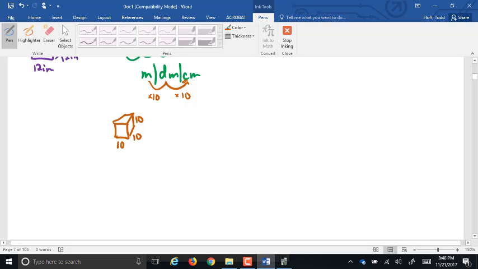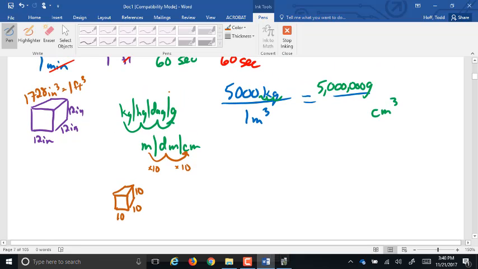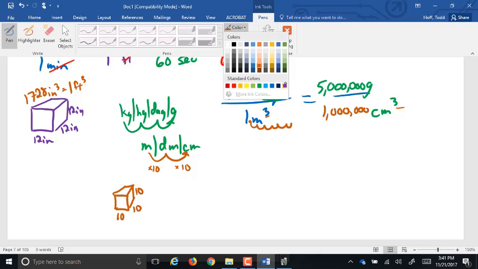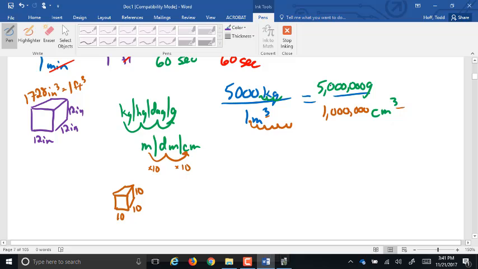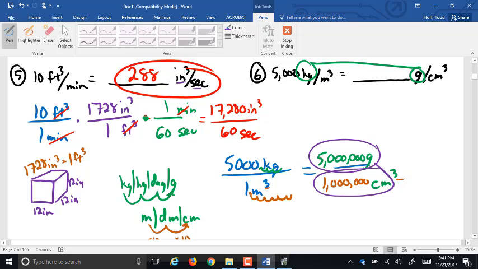And when you multiply or divide by 1,000, the decimal point moves 3 spots. So we move 2 spots on the chart, but each spot on the chart is 3 decimal places since it's cubed. So the decimal point, which is right at the end of the 1, has to go 3 times 2 makes 6 places to the left. That makes that 1 million centimeters cubed. Now we take 5 million divided by 1 million, gives us 5 grams per centimeter cubed.